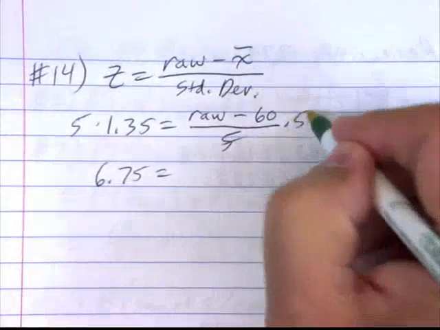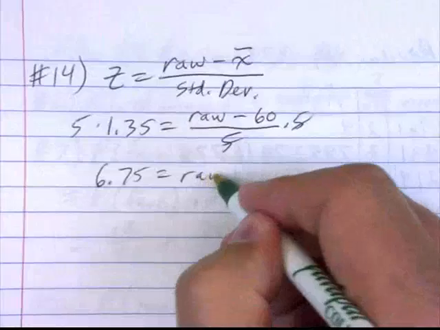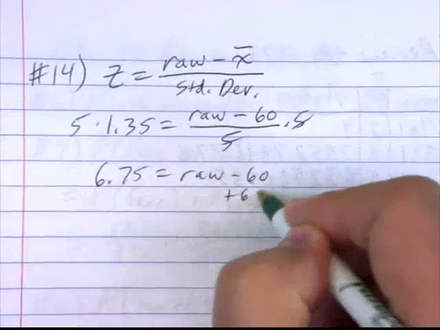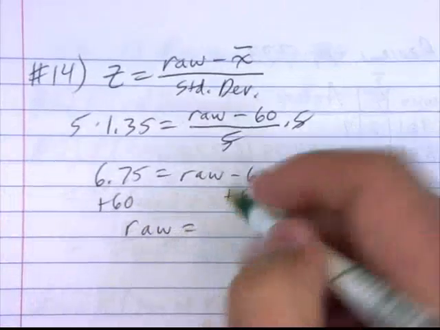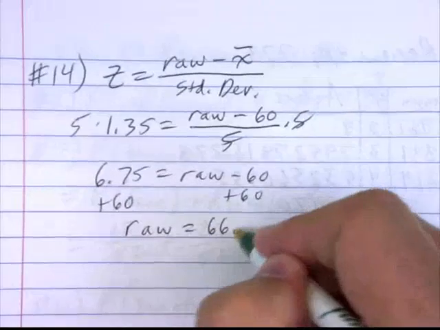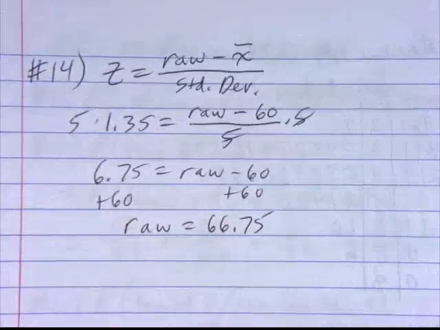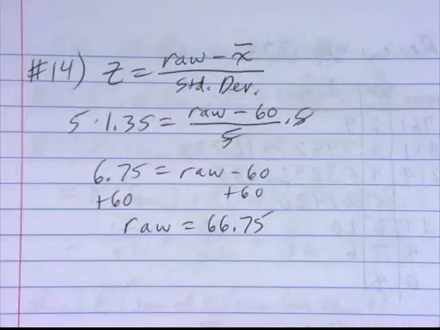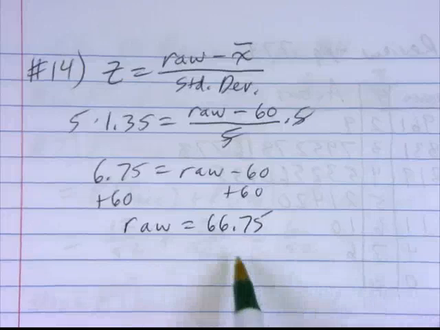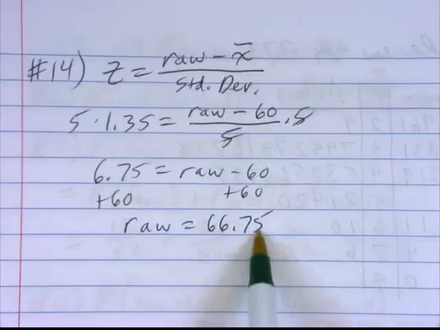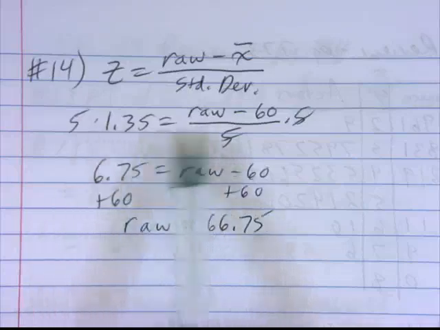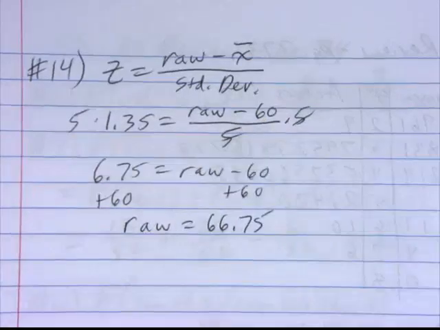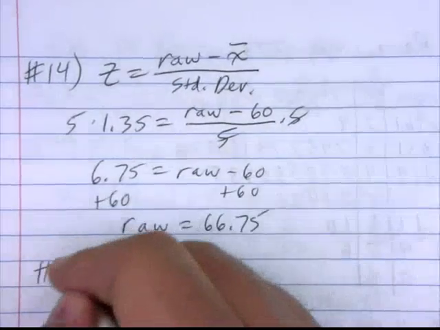And the 5's over here will cancel. And then I'll get raw minus 60. So I'll add 60 to both sides. And I get that my raw score is equal to 66.75. All right. And what that's telling me is that a raw score of 66.75 is 1.35 standard deviations away from my mean, which is 60. All right, next one is 15.